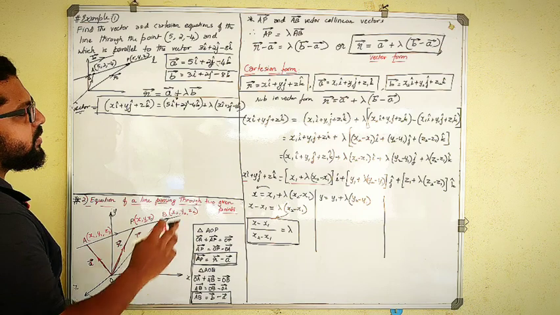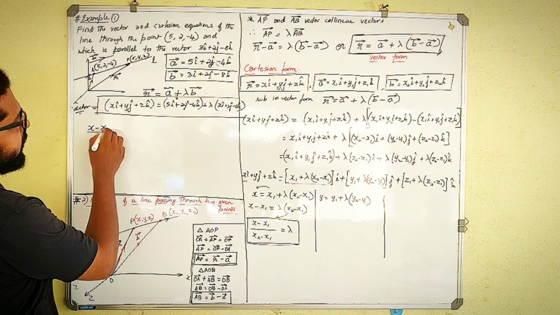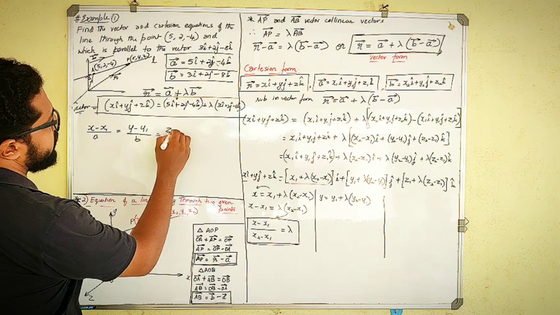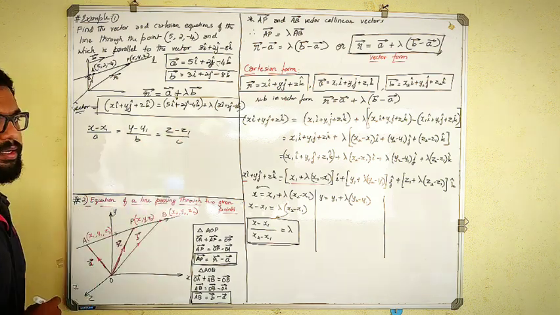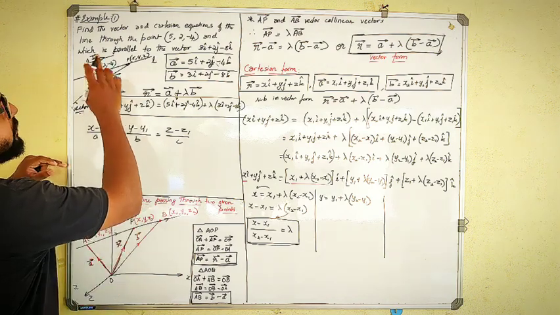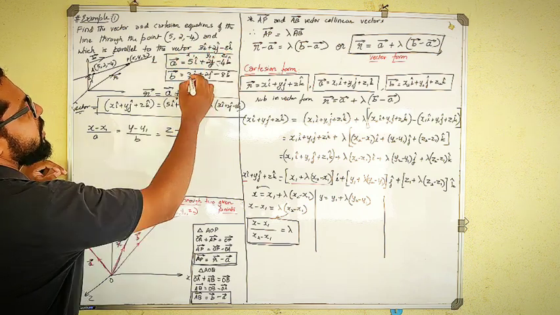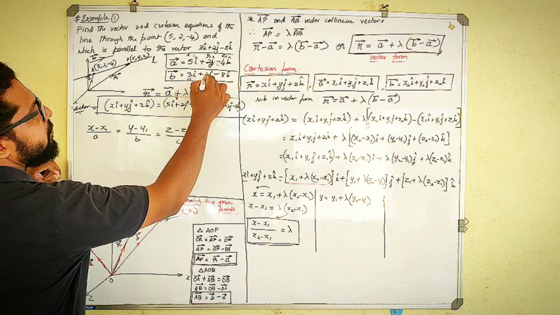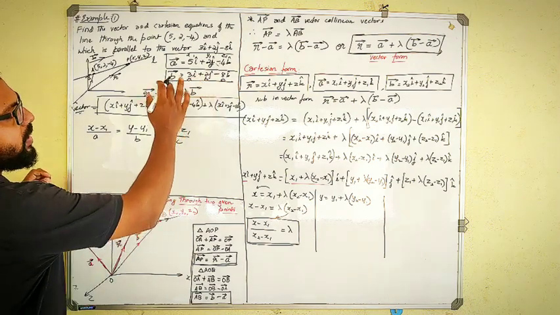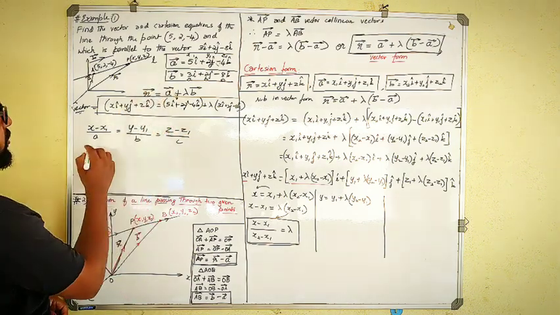Vector form is done. Then the Cartesian form. The Cartesian form formula is (x minus x1) by A is equal to (y minus y1) by B is equal to (z minus z1) by C. Right? So here x1, y1, z1 are these components, and these are nothing but my A, B, C. If you have any doubts, please recall the derivation, which you need to understand clearly. So substitute these values in this.